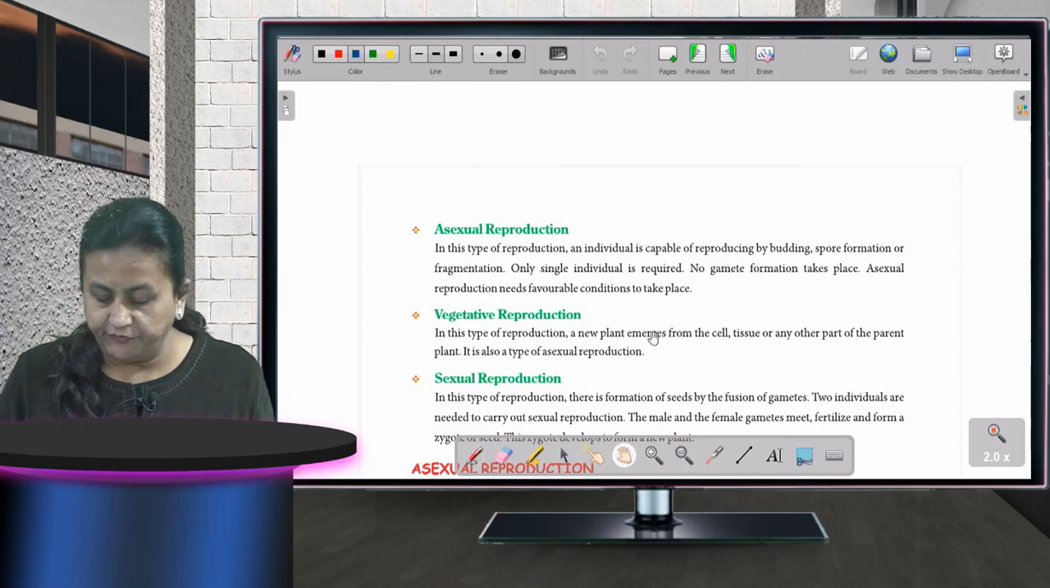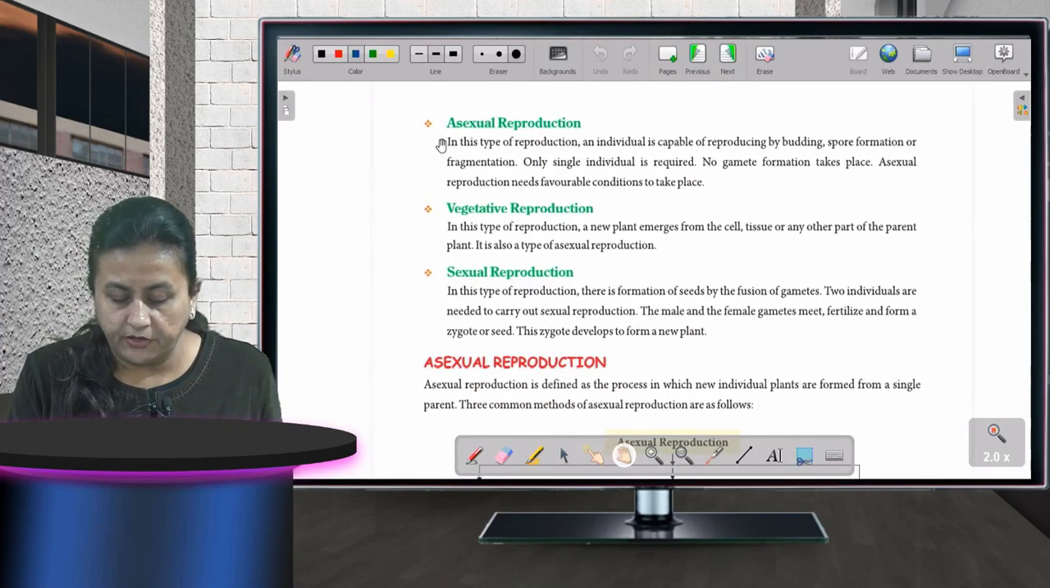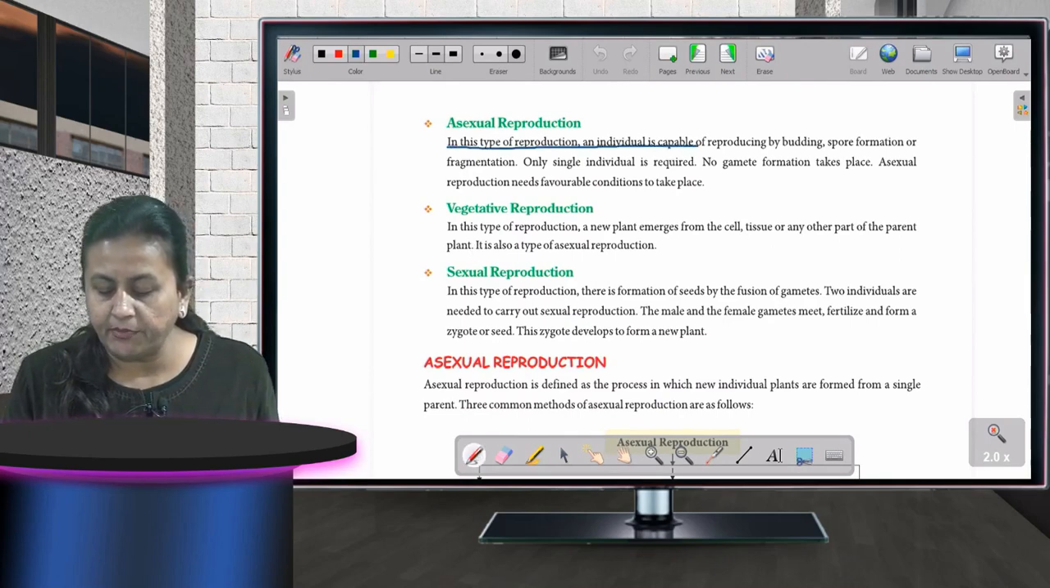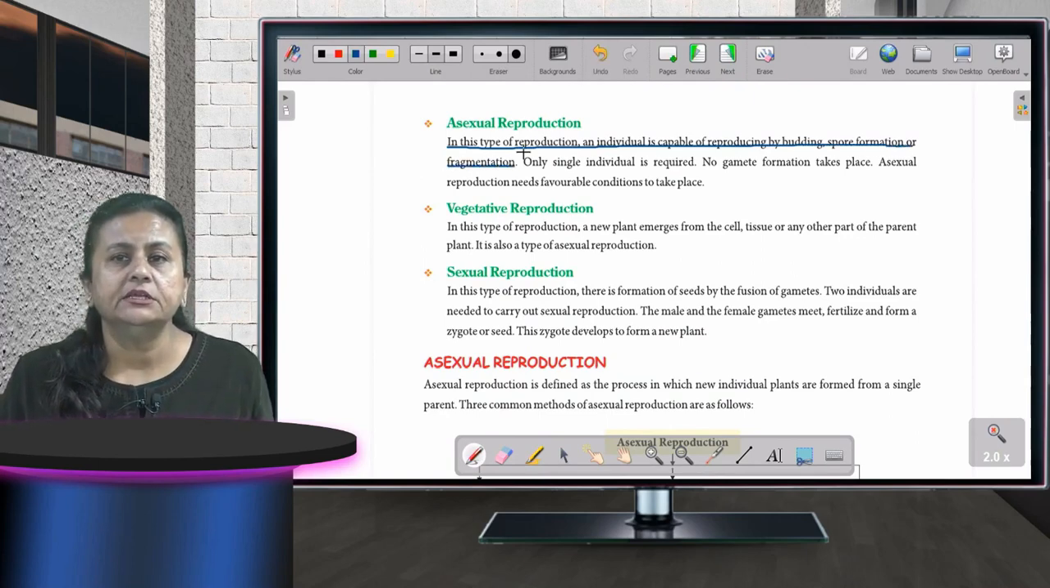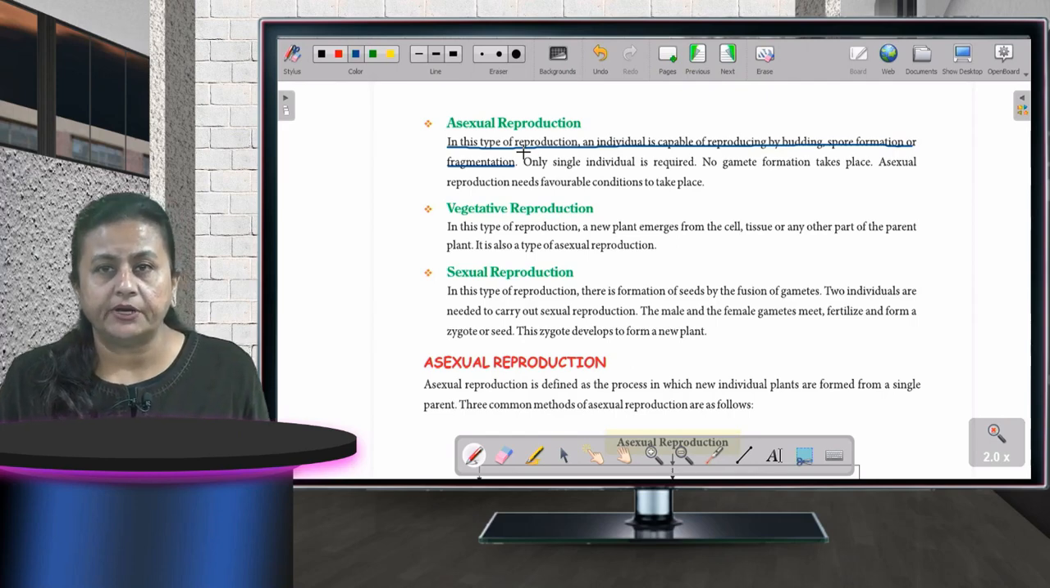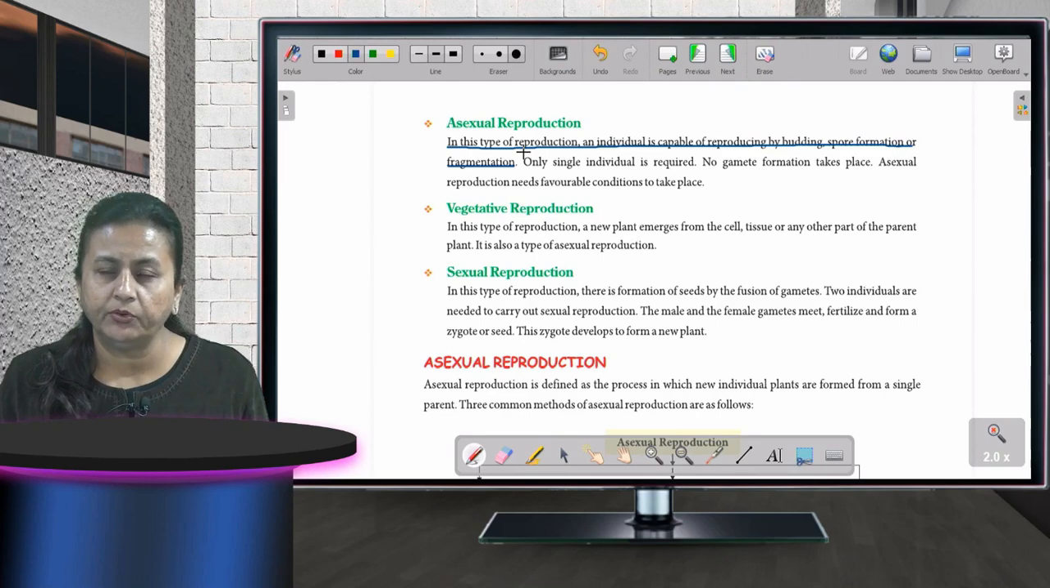Asexual reproduction, if I talk about it, in this type of reproduction, an individual is capable of reproducing by budding, spore formation or fragmentation. That means when asexual reproduction is carried on, no male and female parent is required. One parent can go for the reproduction.